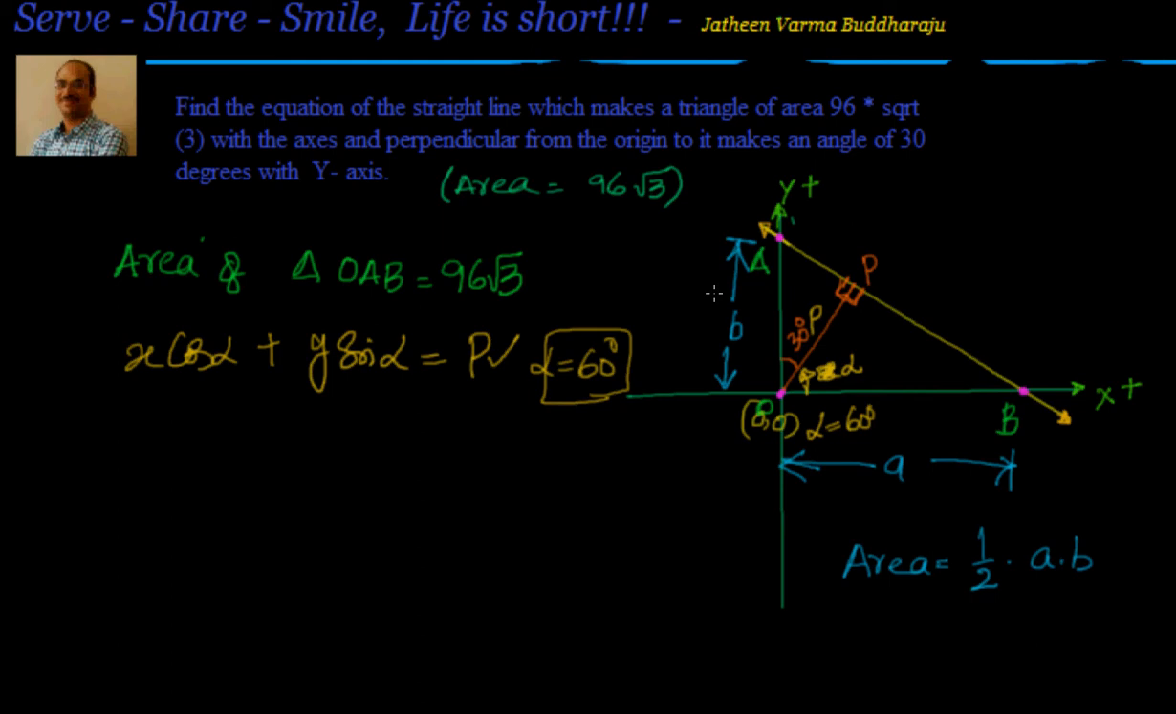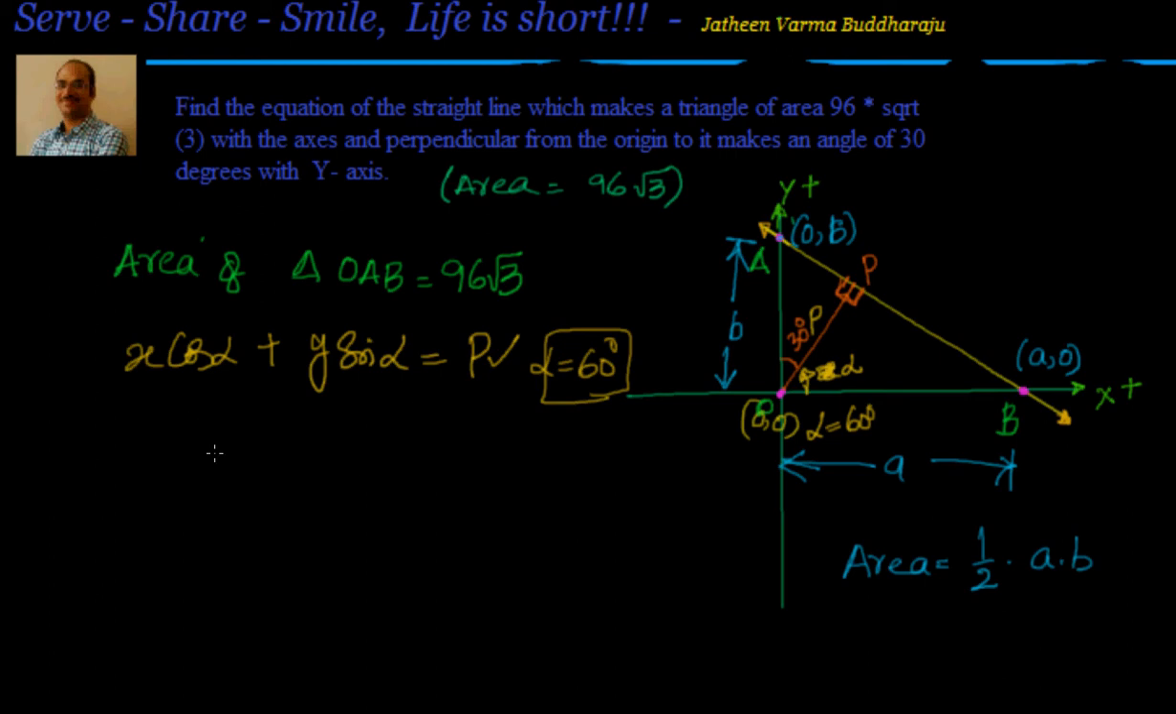Now what is A? A is nothing but the intercept. So what will be the coordinates of A? The coordinates of A will be A comma 0, and the coordinates of B will be 0 comma B. Now x by A plus y by B equal to 1, where A, B are the intercepts.